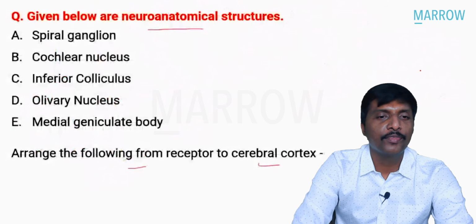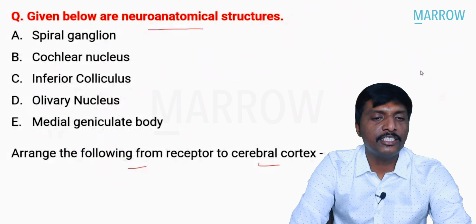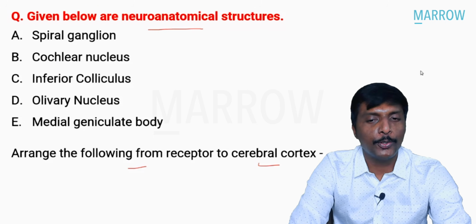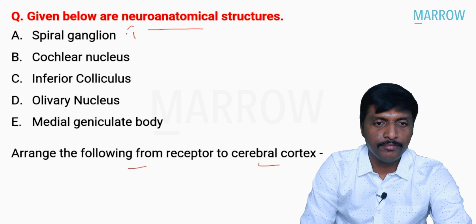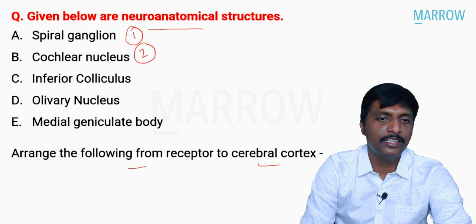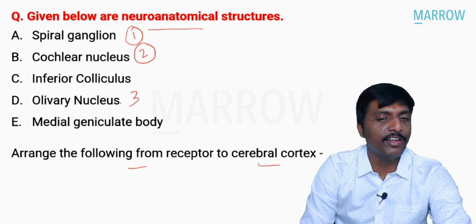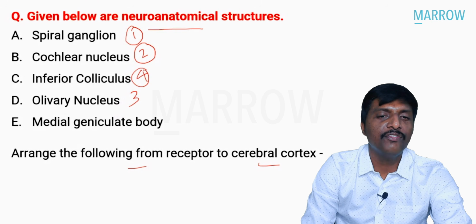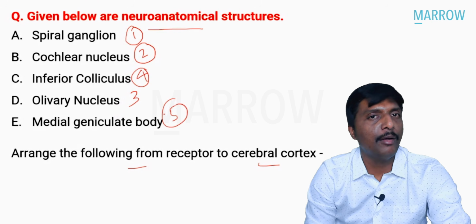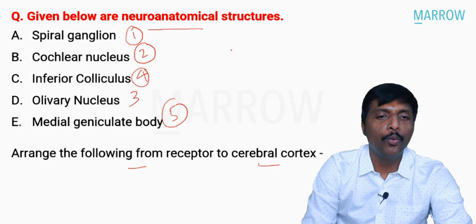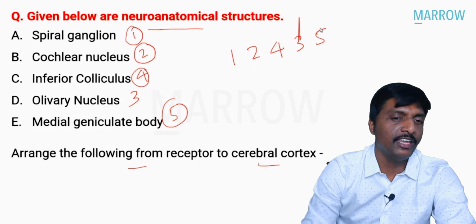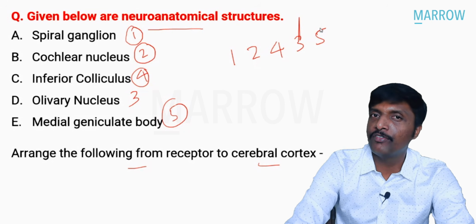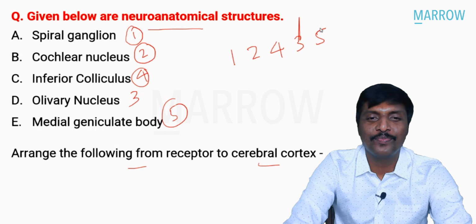Now let's go back. Given below are neuroanatomical structures, arrange the following from receptor to cerebral cortex. We can arrange in what order? Spiral ganglion, cochlear nucleus, then olivary nucleus, fourth inferior colliculus, and fifth medial geniculate body. So the order is 1, 2, 4, 3, 5. Exactly. With the help of this mnemonic, you can easily understand.